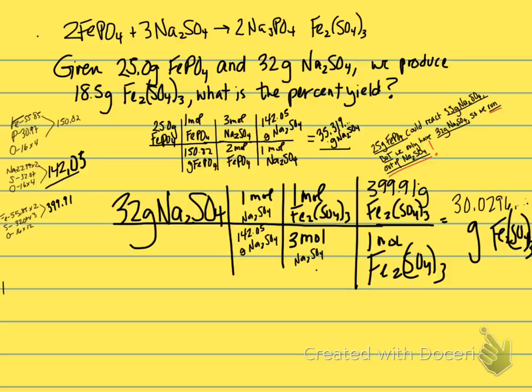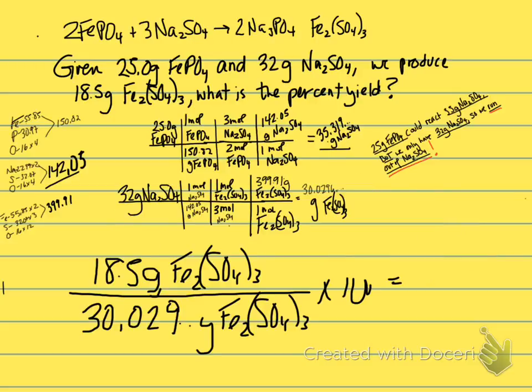Okay, that's how much iron 3 sulfate you should be able to make with the amount of sodium sulfate you were given. If it's the amount you should be able to make, it's your what? Theoretical yield. So now, after all that work, we can go back and do the actual versus the theoretical. So I'm going to shrink some stuff. Okay, there's our actual and our theoretical.